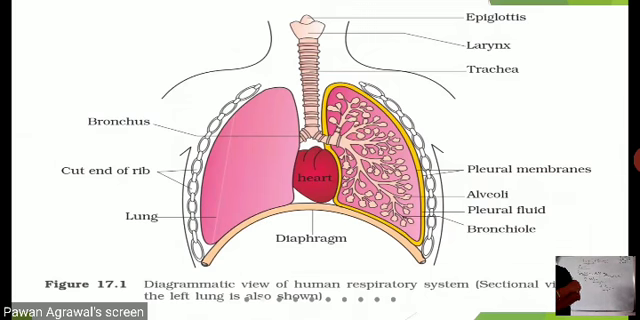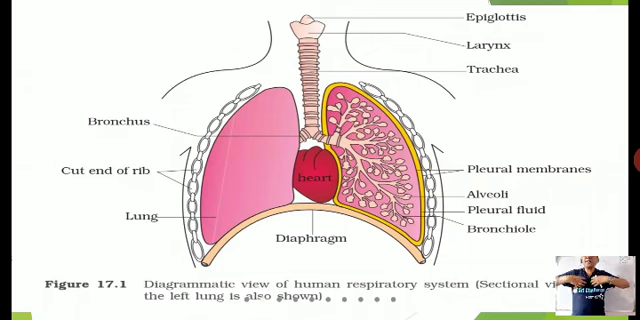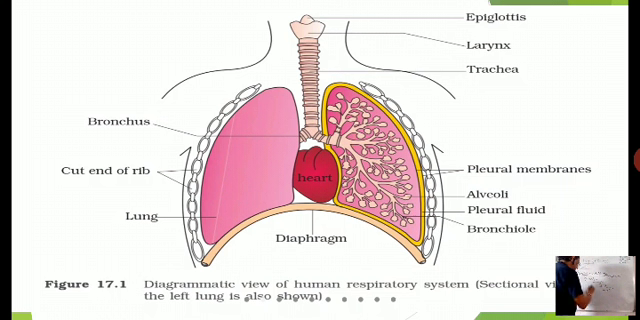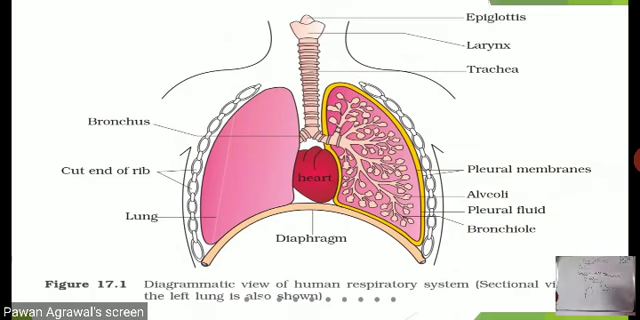Cut end of the rib. See, ribs are there. This is the sternum here, and these are the parts having the ribs. So they are forming the rib cage. Just see that pairs of ribs are there. So they represented the ribs like this. There are 12 pairs of ribs. This is the point that you have to remember: only the cut end of the rib. They represented only the cut end of the rib.